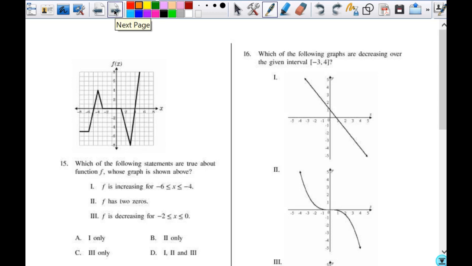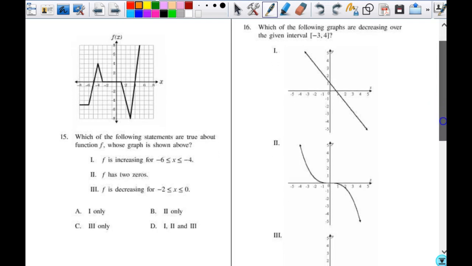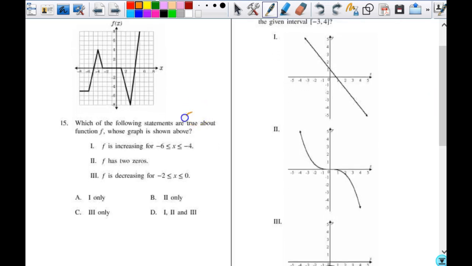All right, number 15. Which of the following statements are true about function f, whose graph is shown above? All right, so I'm looking for what is true here. Make sure you pay attention to those little words, especially in problems like this. So it says f is increasing for negative 6 to negative 4. So here's negative 6, here's negative 4, and so when you're looking at domain-wise, it's like, oh gosh, I can't draw something. It's like all of this, right?